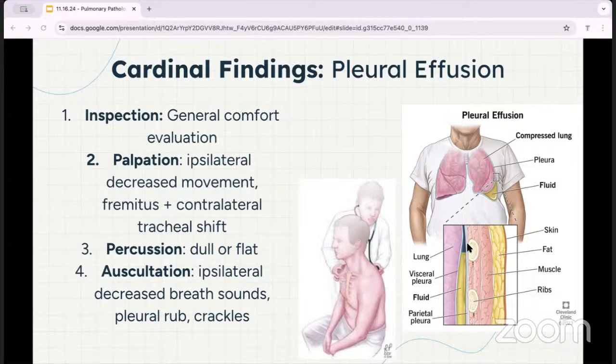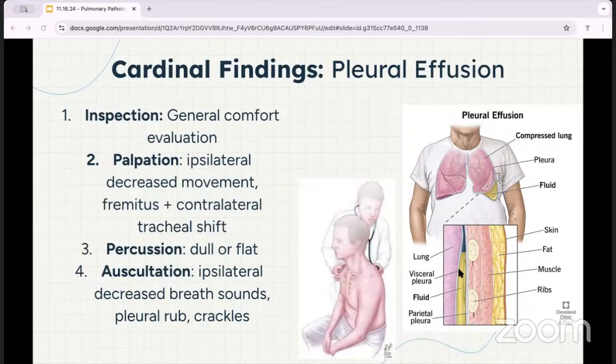And then for percussion, over the fluid-filled area, it will sound dull or flat, unlike the resonant sound of normal air-filled lung tissue. Let's say you have a balloon, and you're tapping on the balloon because it's full of air, that's the normal sound, right? But if it becomes a water balloon and you're tapping on it, it sounds a little bit different. That is a dull or flat sound.